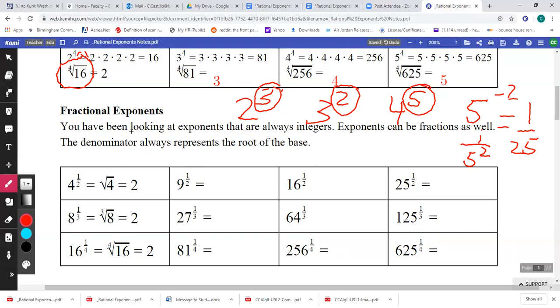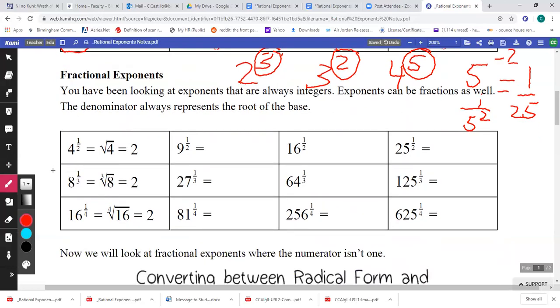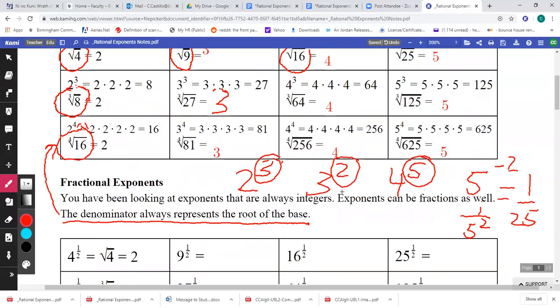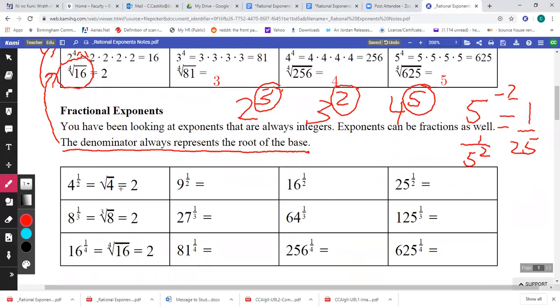Now, let's look at the first row here. You see that I have 4 to the 1/2. Now, look at what it says here. Exponents can be fractions as well. The denominator always represents the root of the base. And what were we talking about with roots? Well, the root of the base is what we were talking about here. The first row is square root, the second row is cube root, and the third row is fourth root. You can keep going, fifth root, sixth root, seventh root, eighth root, and so on. But the denominator tells you what type of root you have. So if you have 4 to the 1/2, the denominator controls the root, right?